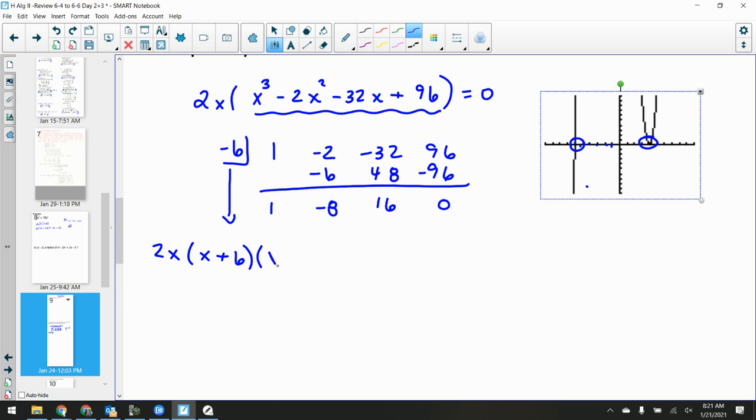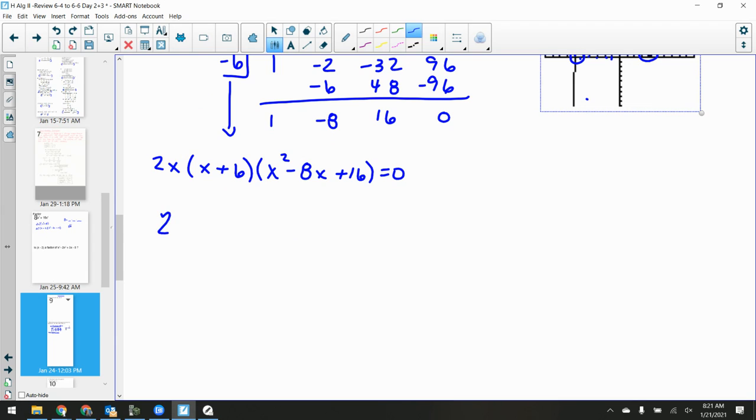And then we say, okay, x squared minus 8x plus 16 equals 0. And that factors. Factors of 16 that add to get to negative 8: negative 4, negative 4. So I've got 2x, x plus 6, x minus 4, x minus 4. So my solutions are, remember, if you factored out a GCF that includes an x, you set it equal to 0, you get x equals 0.